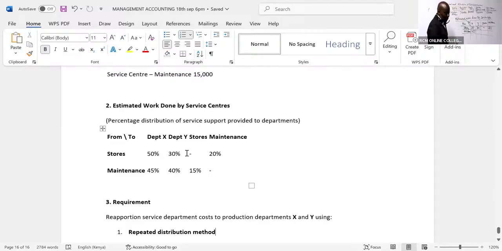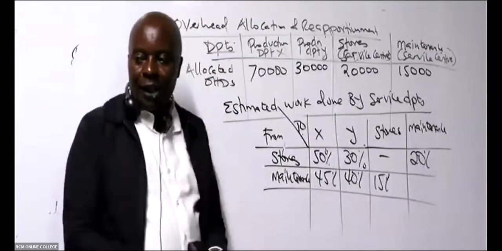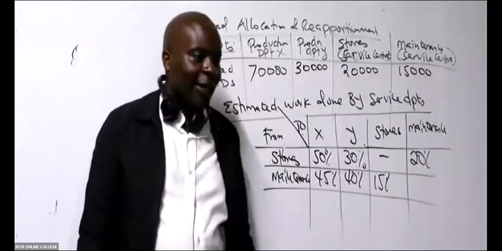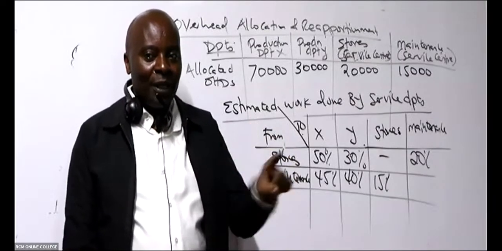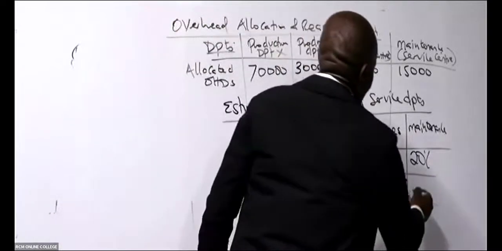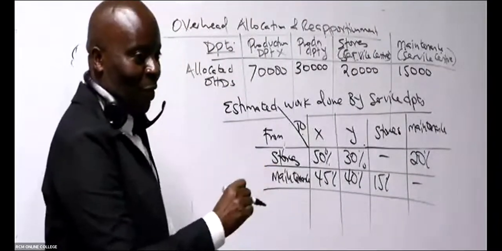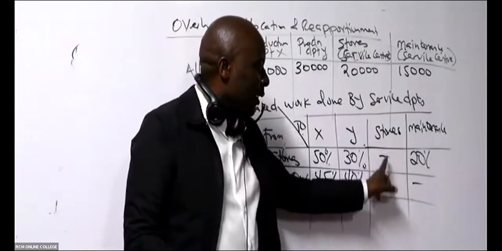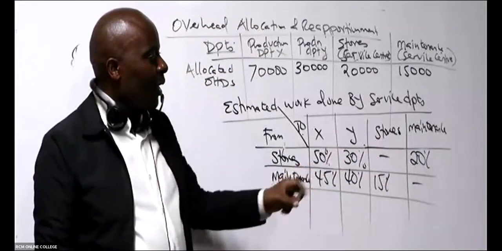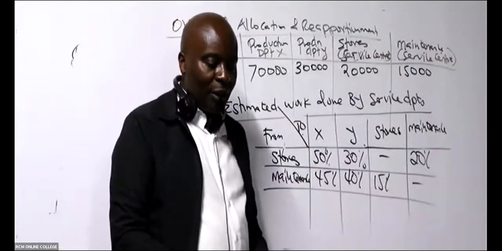We have here 40%. And then lastly, we have 15%. What do you think, my good students, shall we write here? Maintenance, maintenance, it can never serve itself. Dash. Even if you're not told, dash. Even if they give you a figure, you shall assume it's 0. Maintenance, maintenance, dash. Stores, stores as well, 0 or dash. I don't know whether you guys are able to get some concept there.